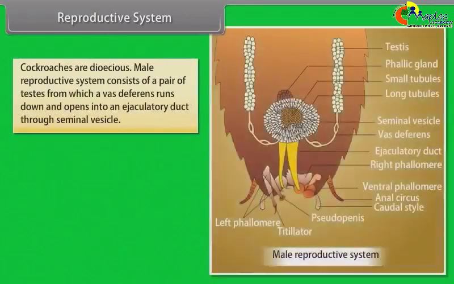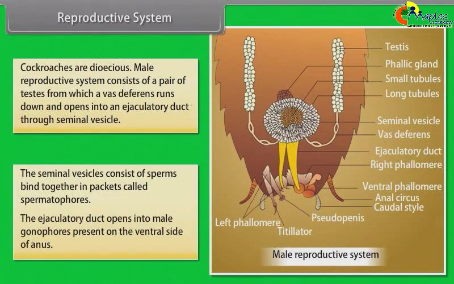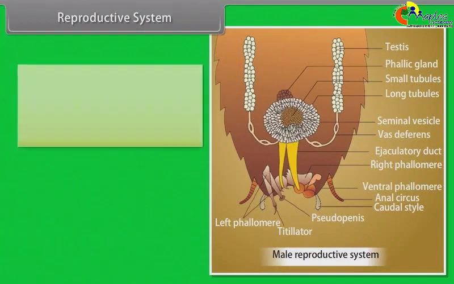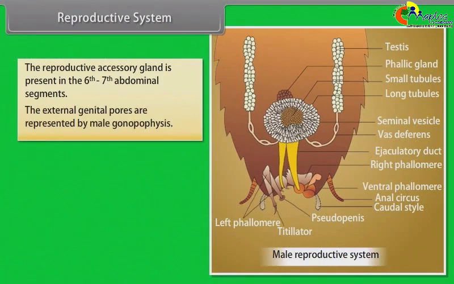Reproductive system. Cockroaches are dioecious. The male reproductive system consists of a pair of testes from which a vas deferens runs down and opens into an ejaculatory duct through the seminal vesicle. These seminal vesicles store sperms bound together in packets called spermatophores. The ejaculatory duct opens into the male gonopore present on the ventral side of the anus. The accessory reproductive gland is present in the 6th and 7th abdominal segments. The external genital pores are represented by the male gonapophysis.